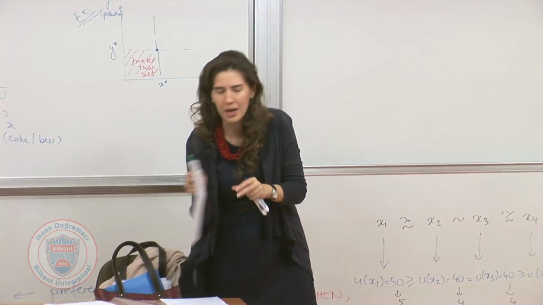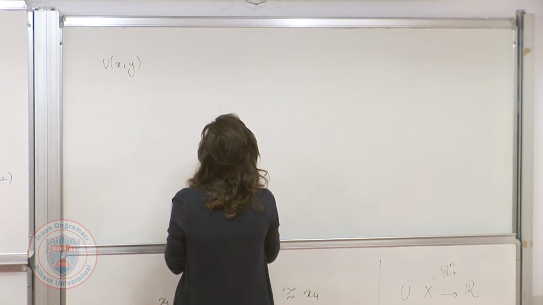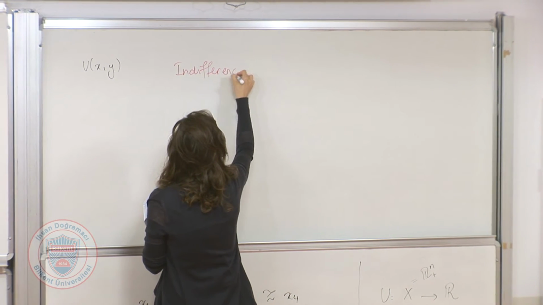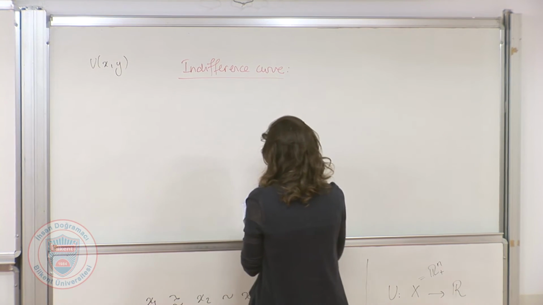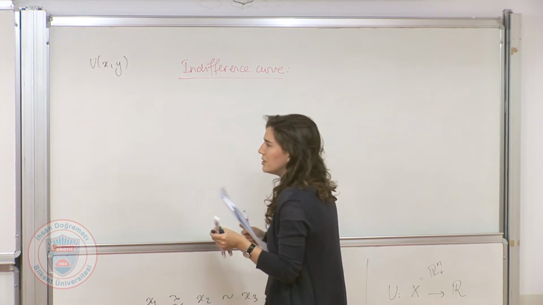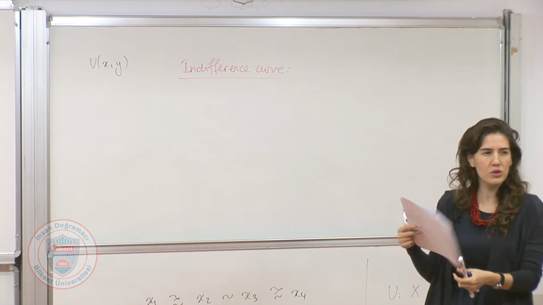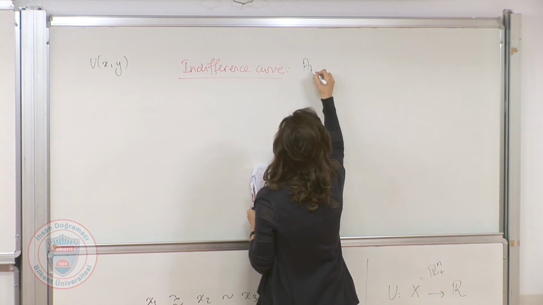So let's write this. Remember I told you that I was going to write down the formal definition. So, indifference curve. We said that it's going to give us the bundles to which the individual is indifferent.